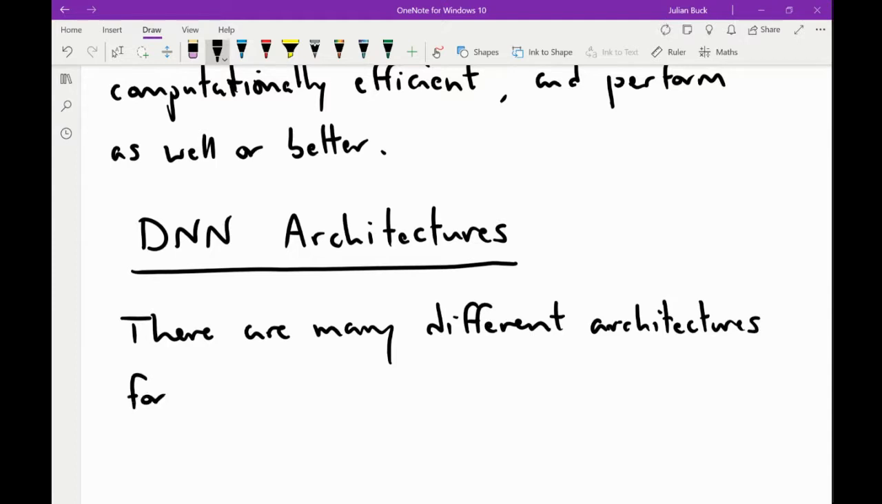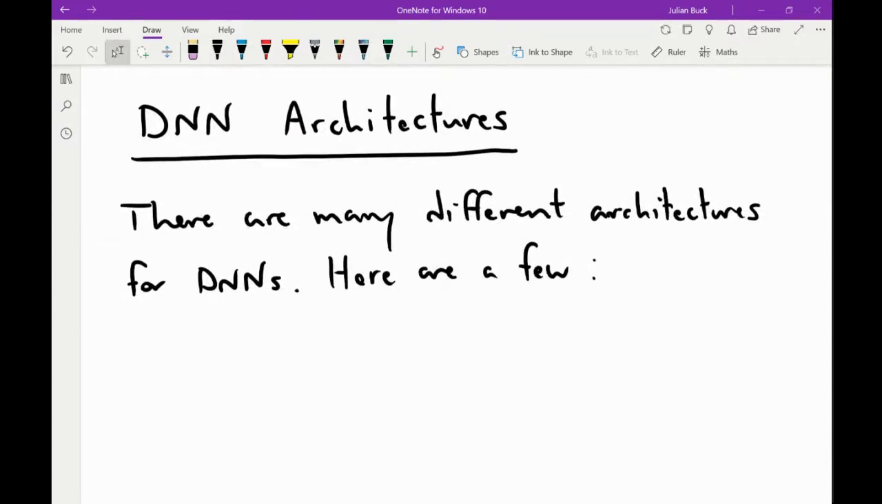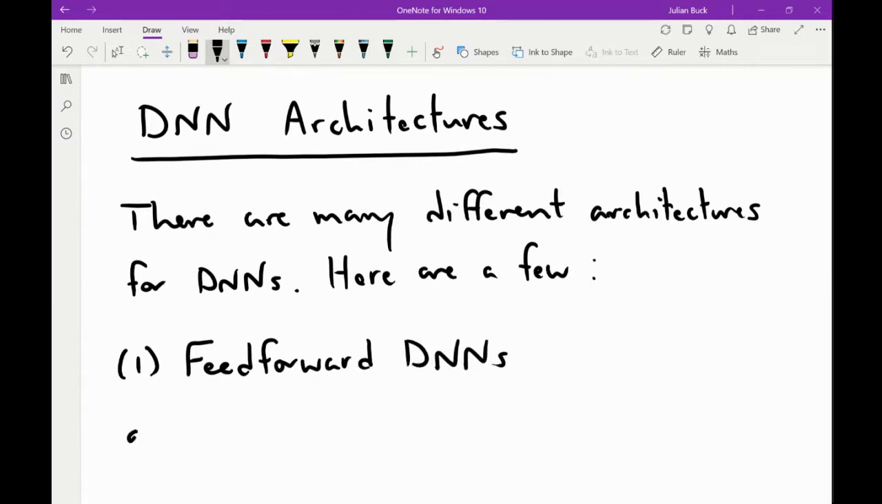There are many different architectures for deep neural networks. So here are a few. All right, well, we'll start with the one that we're going to talk about, which are what are called feed-forward deep neural networks, aka multi-layer perceptrons.